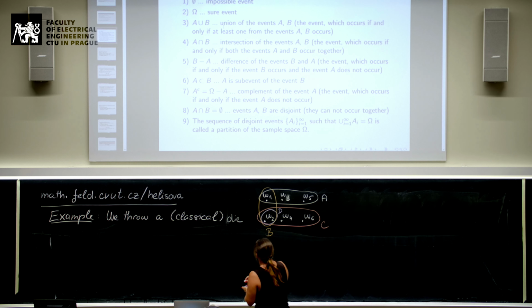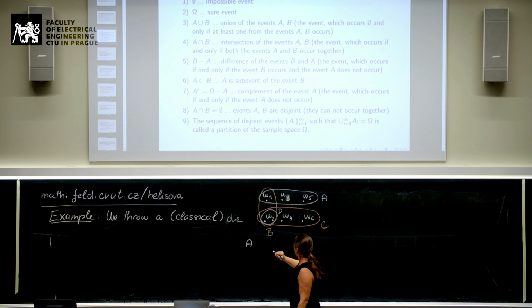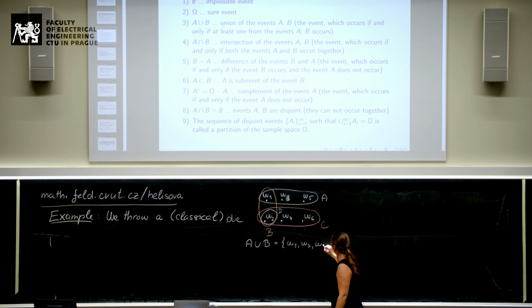And when we consider, for example, the union of A and B, as I said, it is the union as in classical set theory. So it is the set of all elements belonging either to A or to B. Now, again, we can write omega 1, but it is not necessary because omega 1 is already included in this union, so we add only omega 2, and that's it.